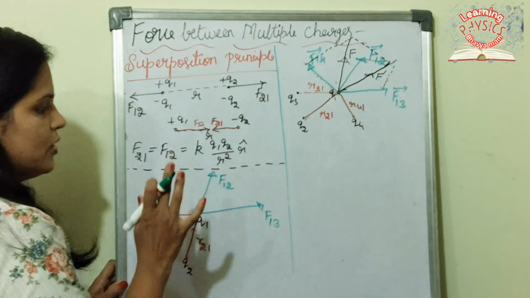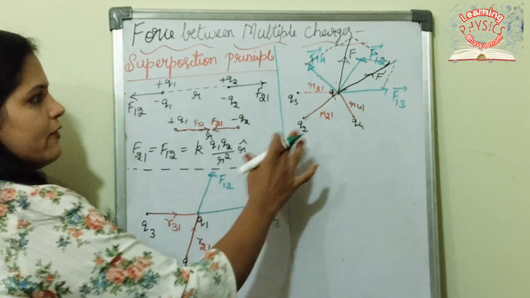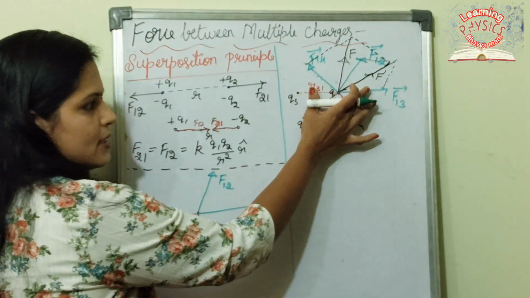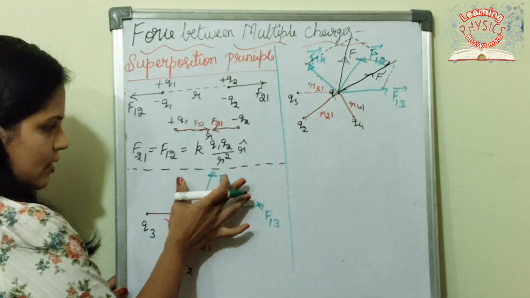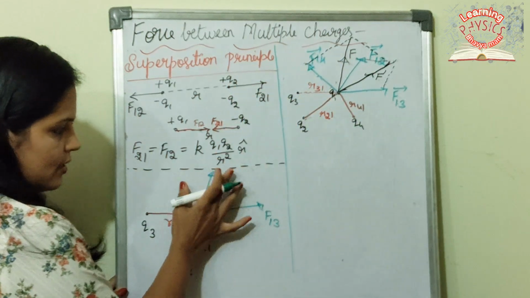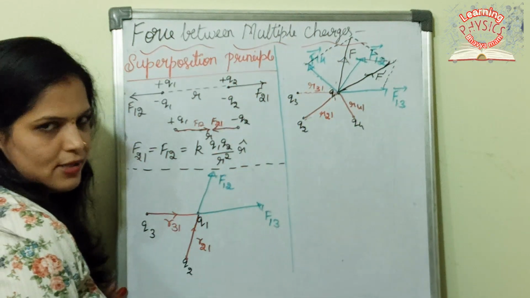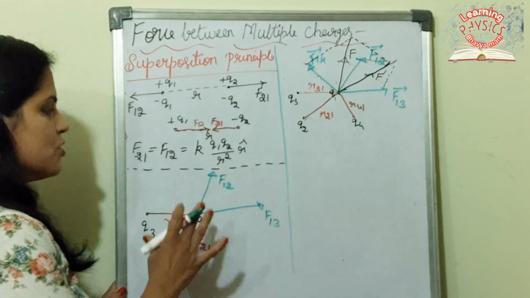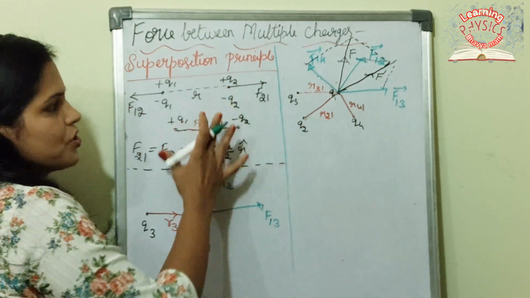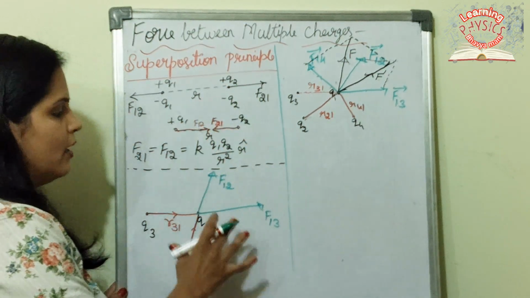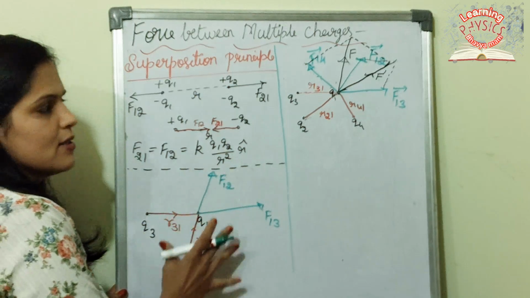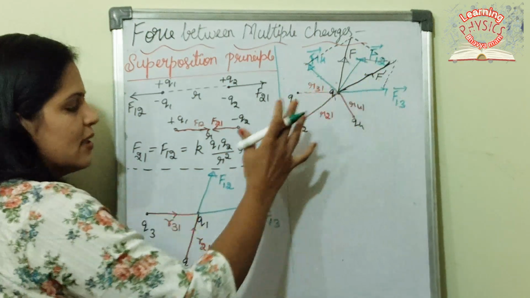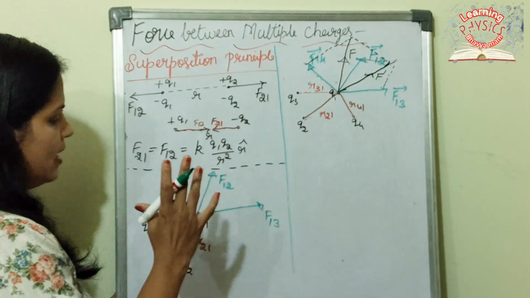So I'll take only two forces. If I draw like this, it will be complicated for you. If I draw like this, then it will be easy for you to understand the concept. So this much is enough. If this question is asked for 3 marks in the board paper, you write only this diagram. This is just for understanding the concept. You write this diagram. This is enough.